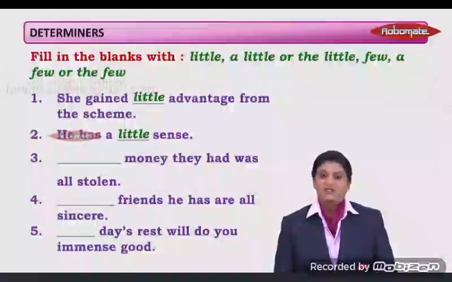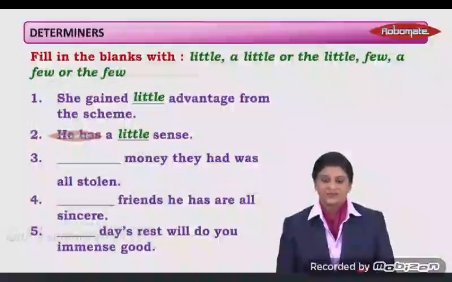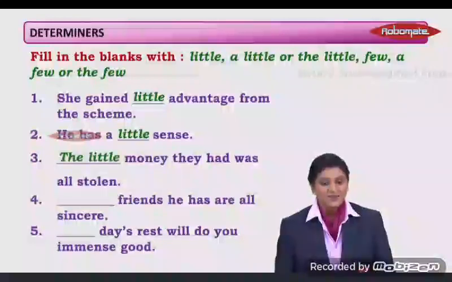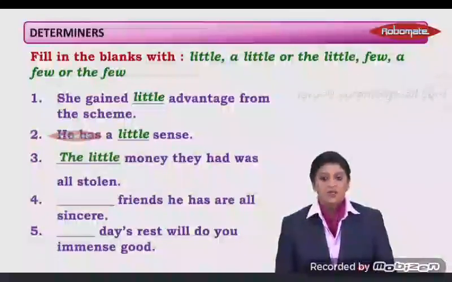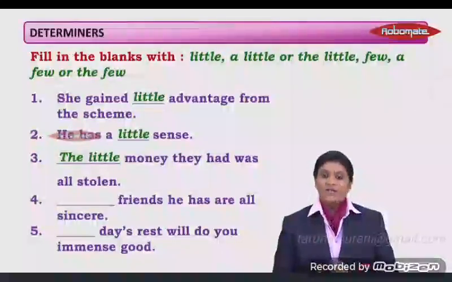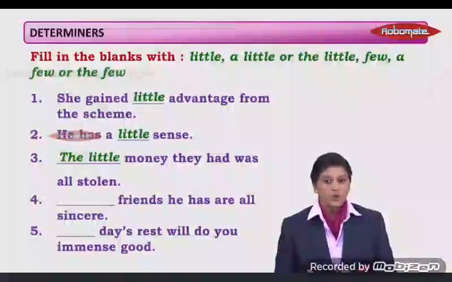Third sentence, dash money they had was all stolen. Now over here, we will have to use the little. Why the little? Because we did not have a large quantity. Okay, but whatever was there was all stolen, was all lost.